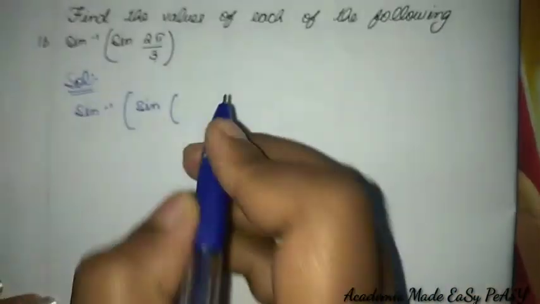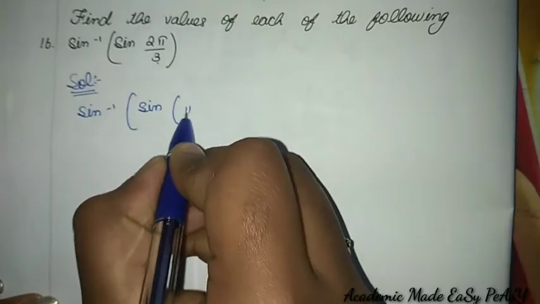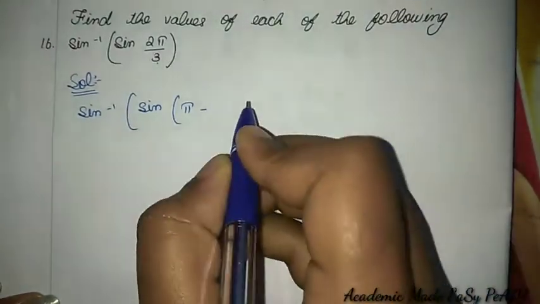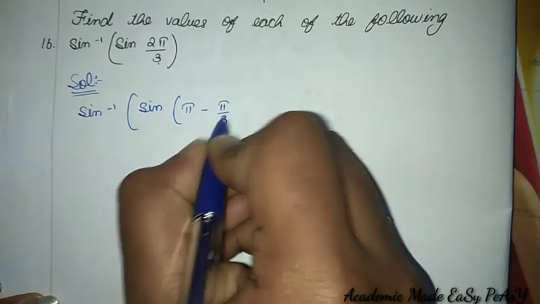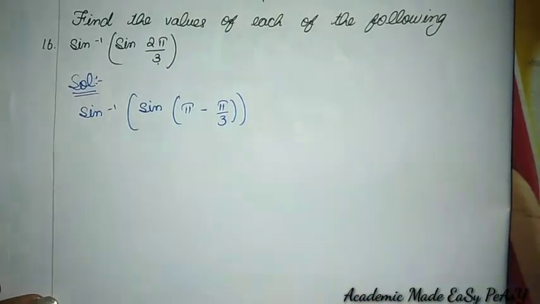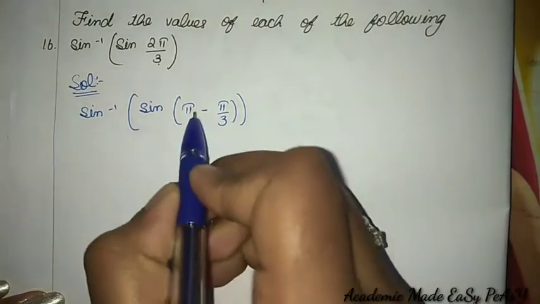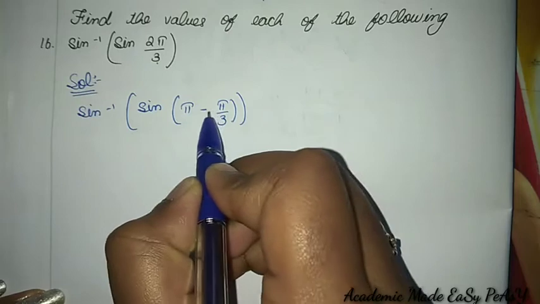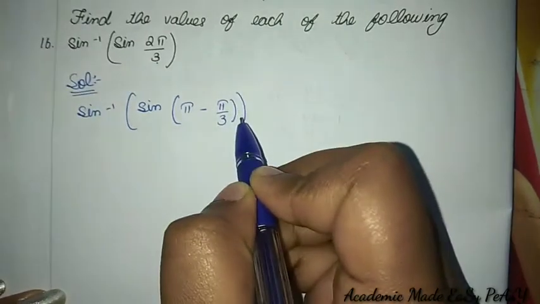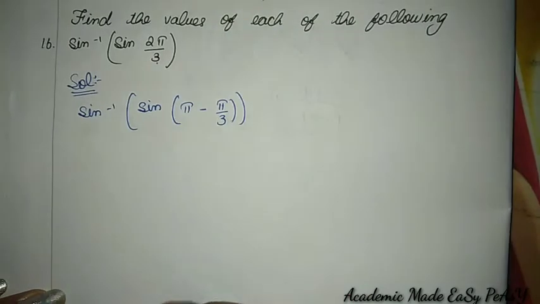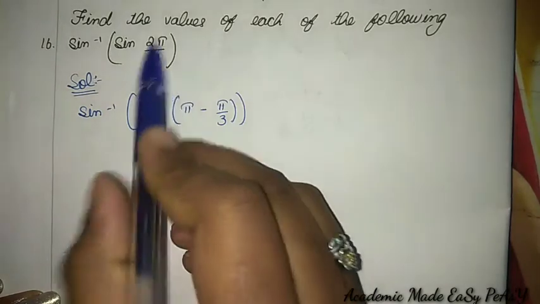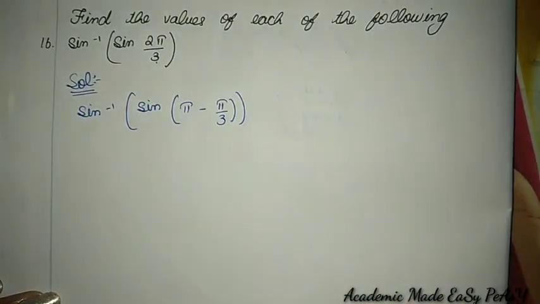Simple form means I have to write it as pi minus or plus pi by 3. I will be writing sine inverse sine 2 pi by 3 as sine inverse sine of pi minus pi by 3. See, if I take the LCM, it will be 3 pi minus pi by 3, which is 2 pi by 3. I will get back the same answer, no? So just to find the value, I am just splitting 2 pi by 3 as pi minus pi by 3. If I go back to the same step, I will get the same answer.